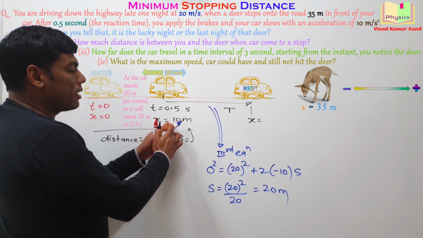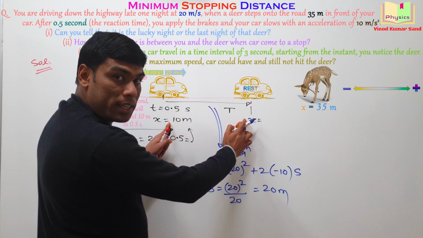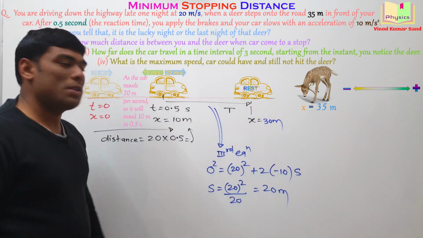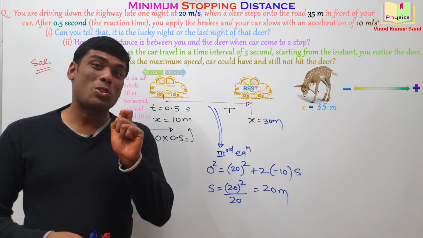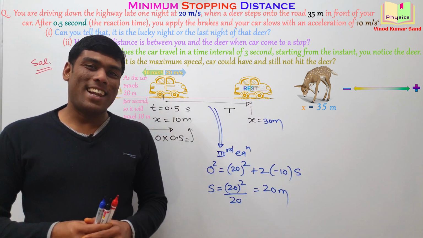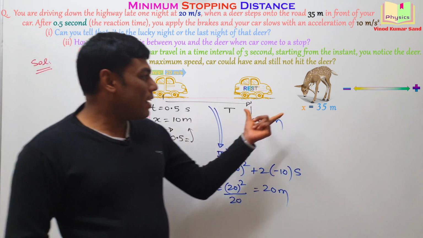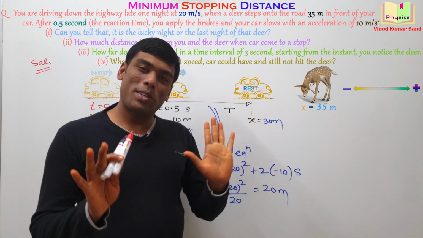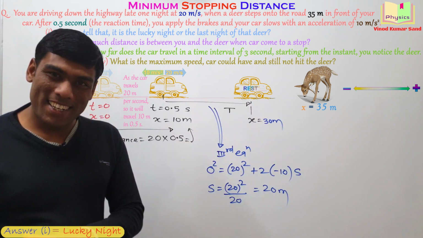Now up to here the car has traveled 10 meter and in this time interval it is traveling 20 meter. So this x coordinate will be actually equal to 30 meter. Now we can easily answer the questions. The first question was asking, is it the lucky night or the last night for the deer? Answer is simple. The deer is yet 5 meter away from the car. So it is safe. So it is the lucky night for the deer.